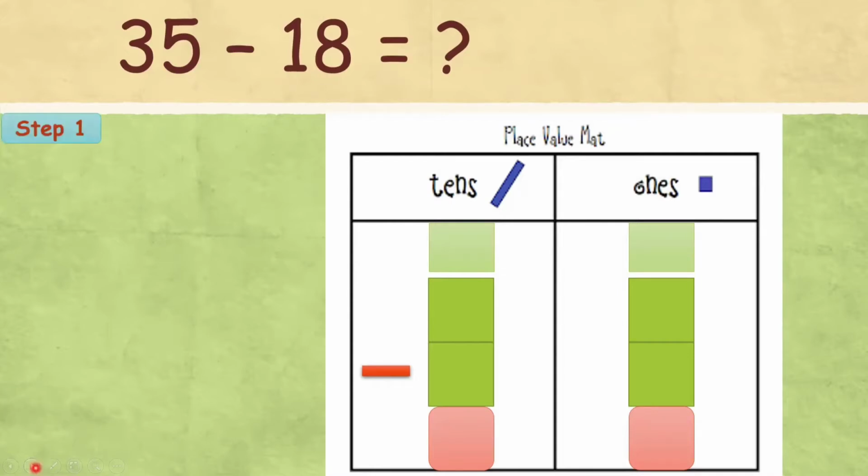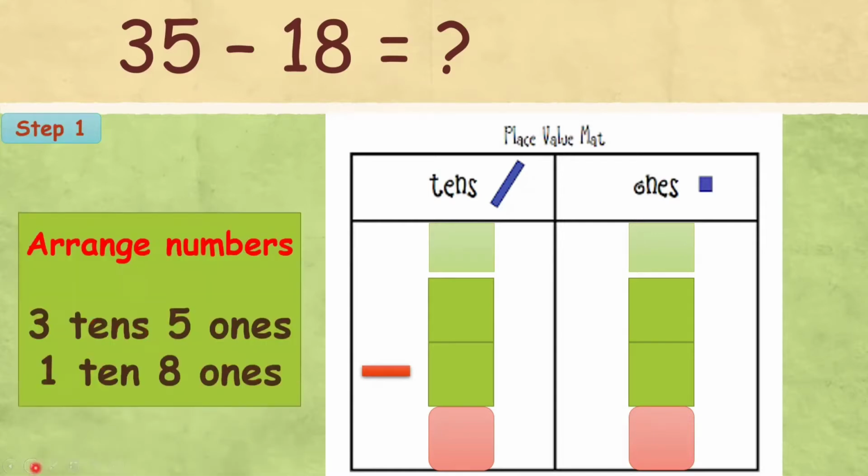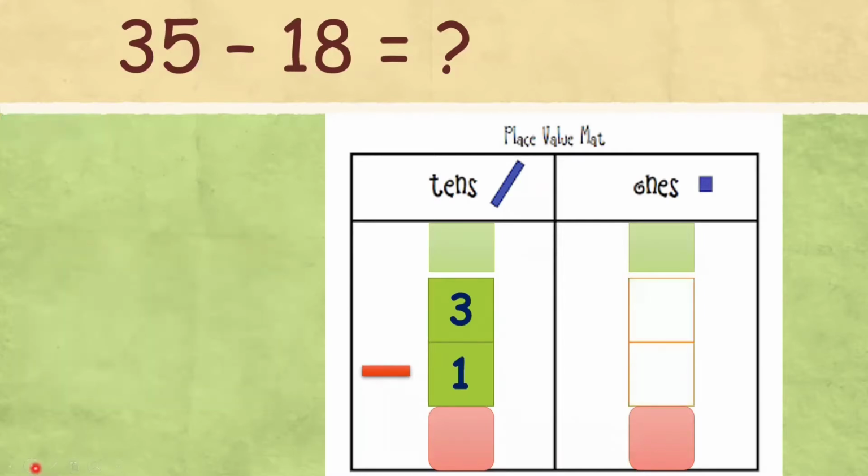Our first step would be to arrange the numbers vertically as per their place value. So we have placed 3 tens and 5 ones minus 1 ten and 8 ones. We have placed the numbers. Now our next step. Step number 2.